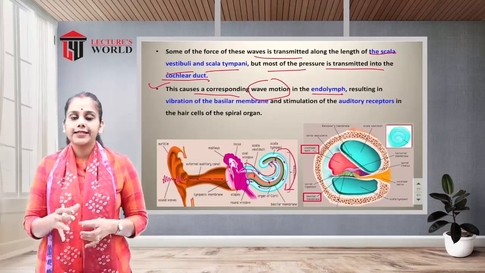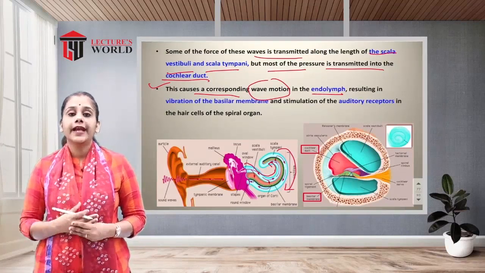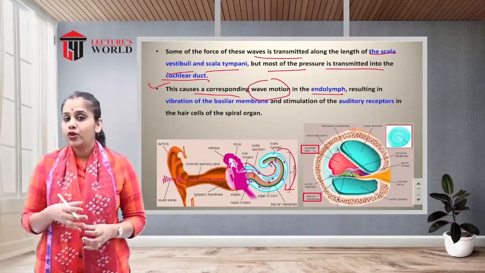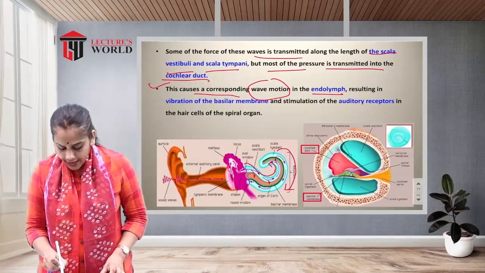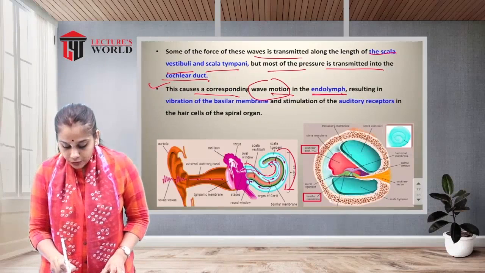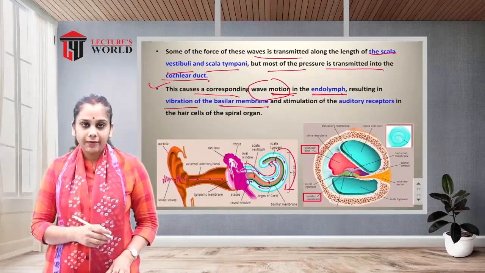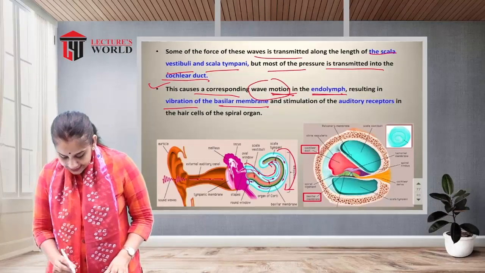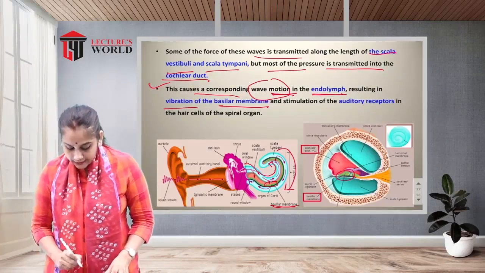Because of the force in the cochlea, there will be a motion of the endolymph, the fluid of the membranous sac. So in the endolymph there will be a motion that results in the vibration of the basilar membrane. You can see this in the green color. Here as well as here there is a basilar membrane.